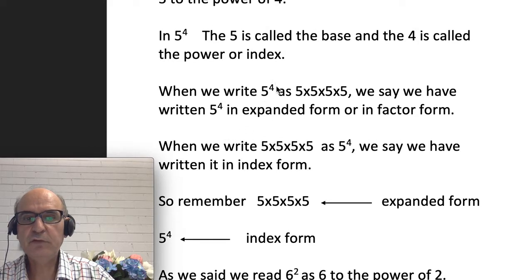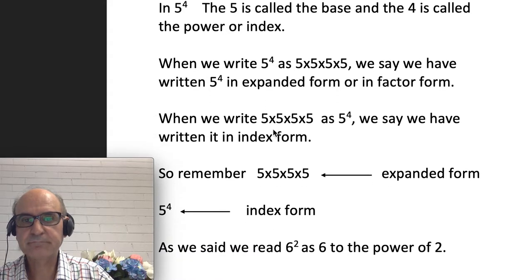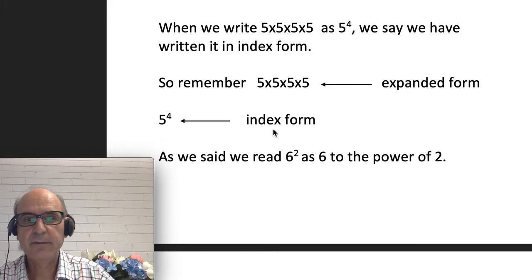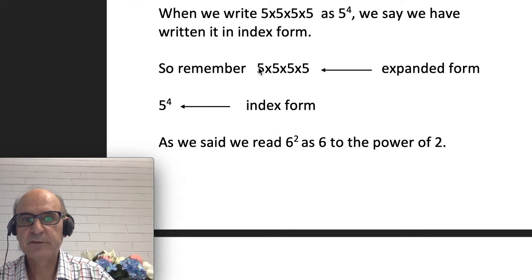And when you have 5 to the power of 4 and you go back and write it in this form, which is 5 multiplied by itself 4 times, this is called the expanded form or the factor form, and this is called the index form or the power form. So this is expanded form, and the same thing using powers is index form.